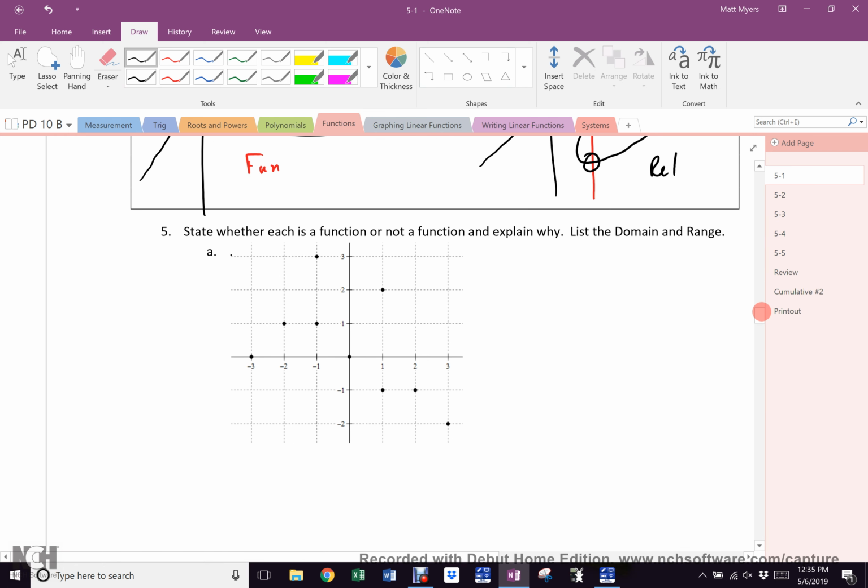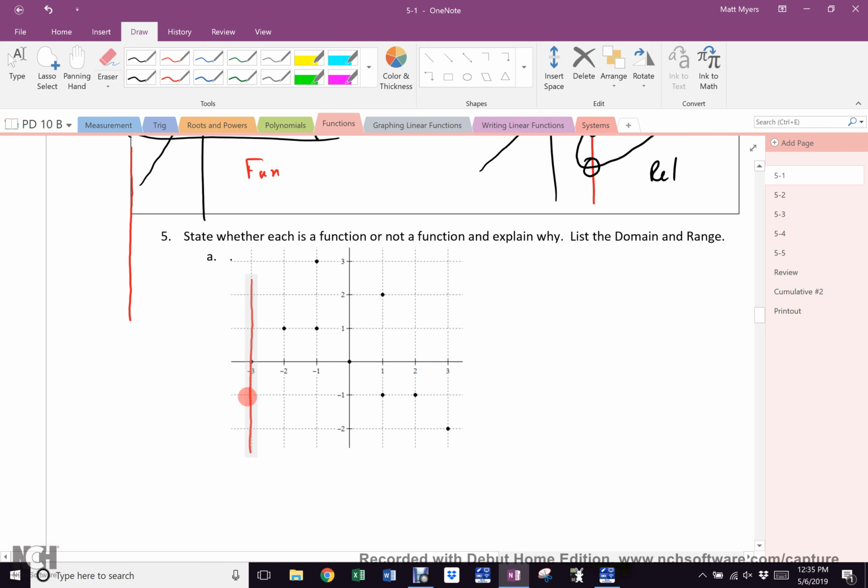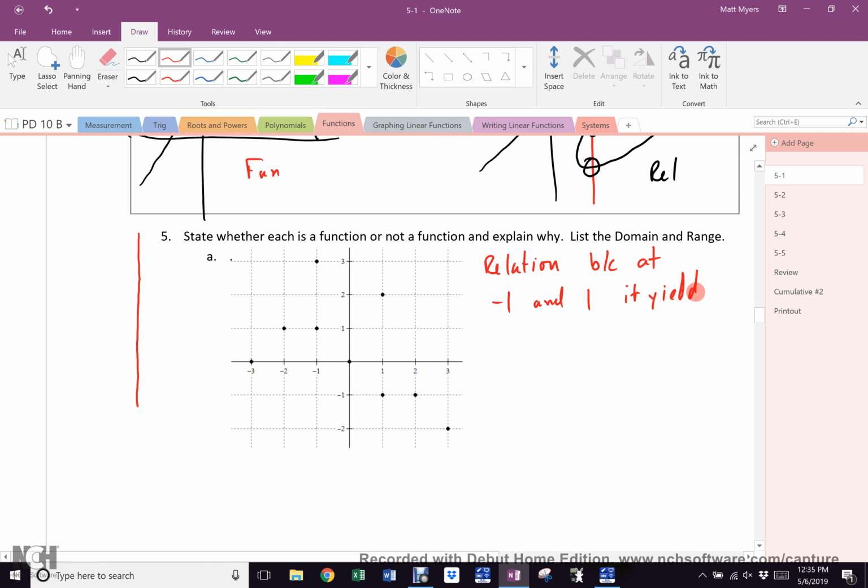All right. So let's test. Is 5A a graph? So can I use the vertical line test? Sure, I can. I'm going to go ahead and draw me a vertical line. And let's test. Am I okay there? There? There? No. There? There? No. There? There. So what is it? This is a relation. Why? Because at what inputs? Negative 1 and positive 1, it yields multiple outputs.